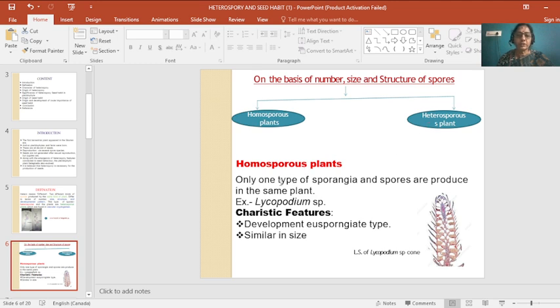In homosporous plants, only one type of sporangia and spores is produced in the same plant. An example is the Lycopodium species. And here, the characteristic feature of the homosporous plants is that the development of the sporangia is of the eusporangiate type, and the spores that develop in the sporangia are similar in size. Eusporangiate is a condition where a group of cells will develop the sporangia.